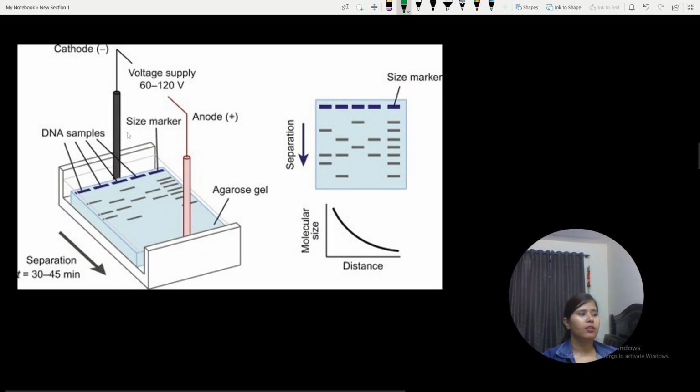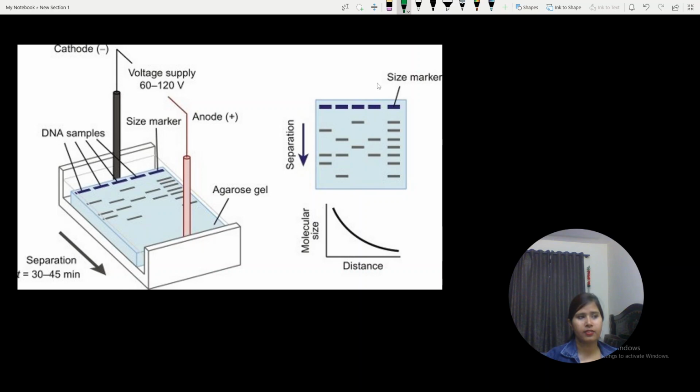So here you can see this is the negative electrode, this is the positive electrode, and you are applying an electric field which creates a potential difference of 60 to 120 volts, and these are the DNA samples represented by blue color here, and this is the standard lane. By using the standard lane you can compare all these bands, right? For the movement and separation of the DNA, you have to run this electrophoretic chamber for 30 to 45 minutes, actually you have to wait for 1 hour, so that you can obtain this kind of result, right?